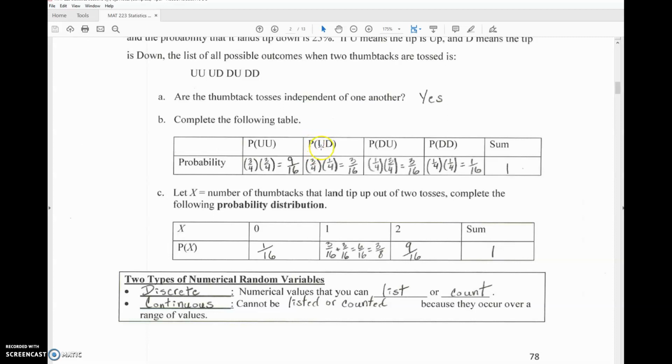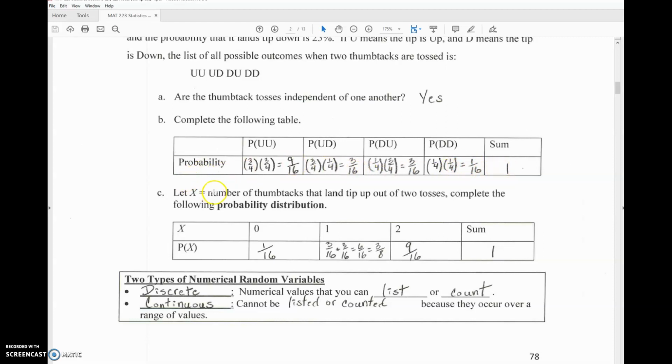So the probability of getting up and down, right? Up on the first toss and down on the second toss is going to be 3/4 for the up times 1/4, right? 0.25, 25%, 1/4 for the down. So that's 3/16. Probability of getting down and then up is 1/4 for the down, and then multiply that times 3/4 for the up and get 3/16 again. And then the probability of getting down and then down is 1/4 times 1/4, which is 1/16, and notice that these do sum to 1.